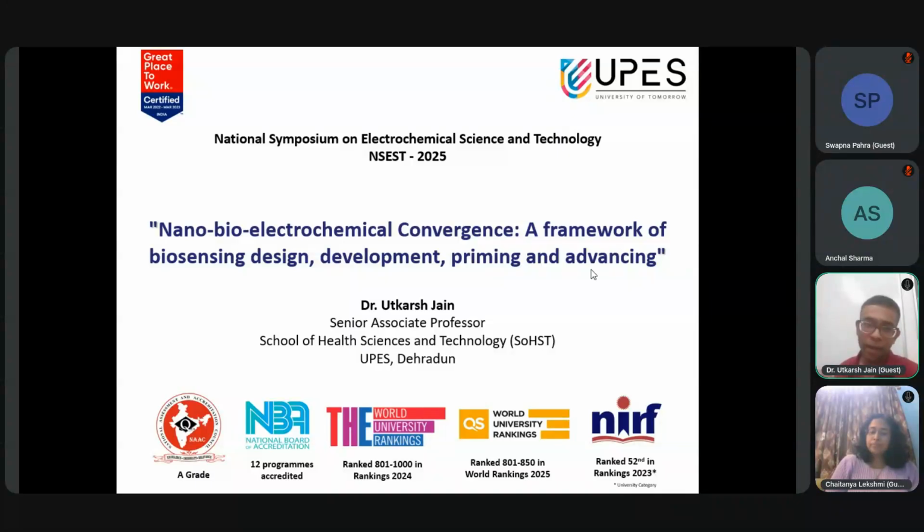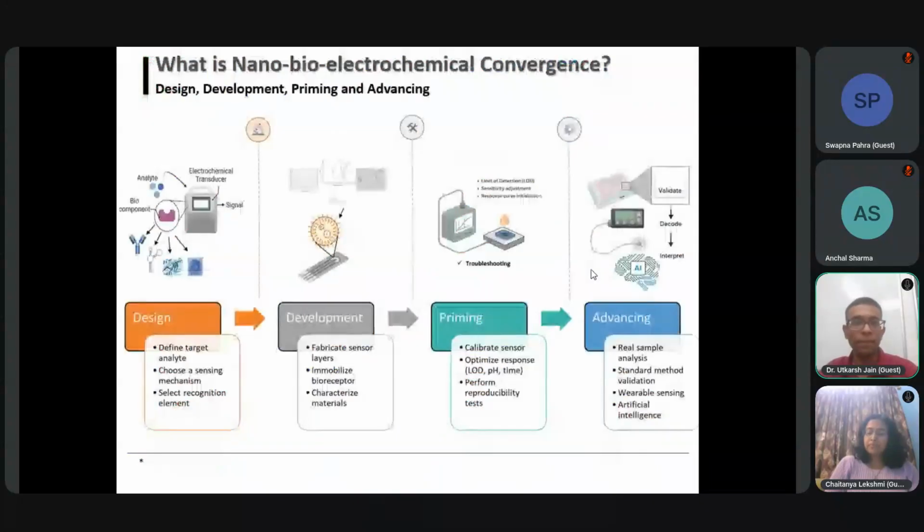I selected these 4 basic components because they make a framework of the whole path from designing to advancing. There are a lot of things we need to focus on. Unless we know each component very effectively, we are missing something in transforming the idea into the advancing stage, where our main target is to benefit the people, right? So in this sense, I am going to discuss all 4 components: designing, developing, priming, and advancing.